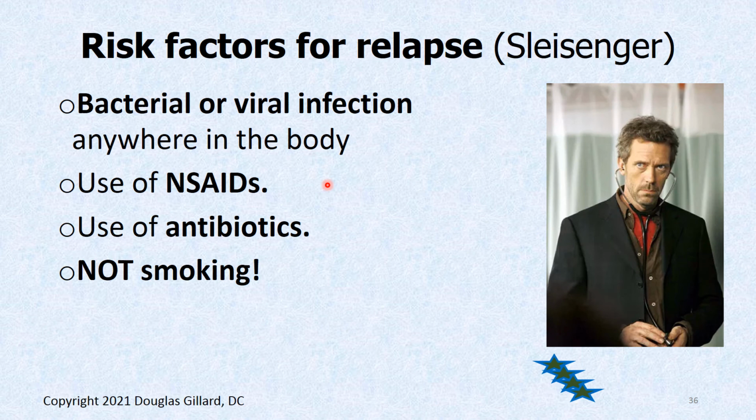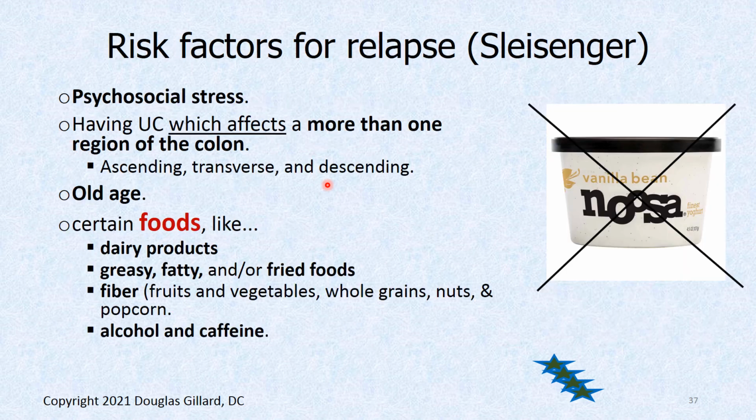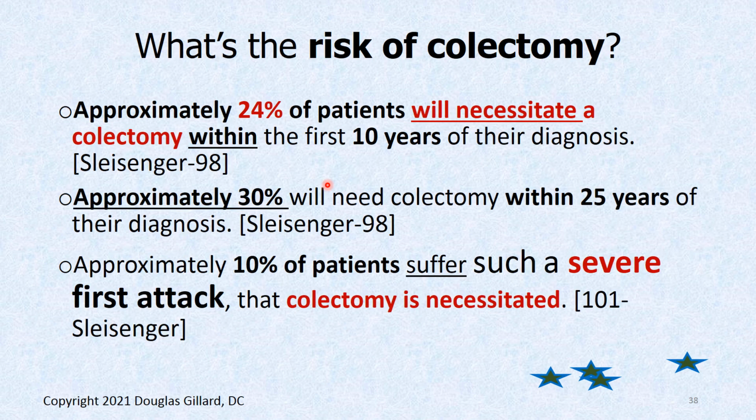The catch about smoking, I think I took all these slides out, is that when you finally do stop heavy smoking, then you're at much greater risk than normal for a flare-up of ulcerative colitis. Psychological stress can cause a flare-up. Having ulcerative colitis in more than one region of the colon also increases the risk for frequent flare-ups. Older in age, more flare-ups. Certain foods, again, dairy products, greasy, fatty foods, fiber, alcohol, and caffeine all increase the risk for flare-up.